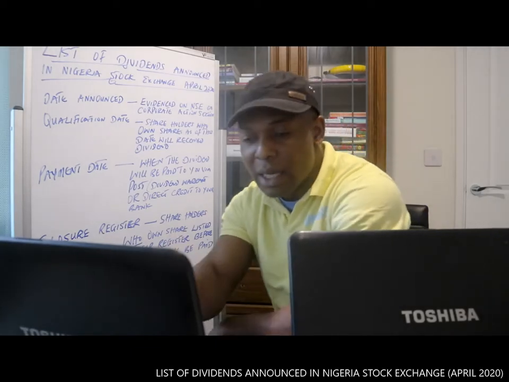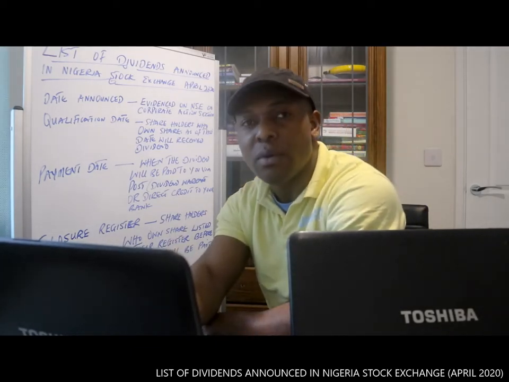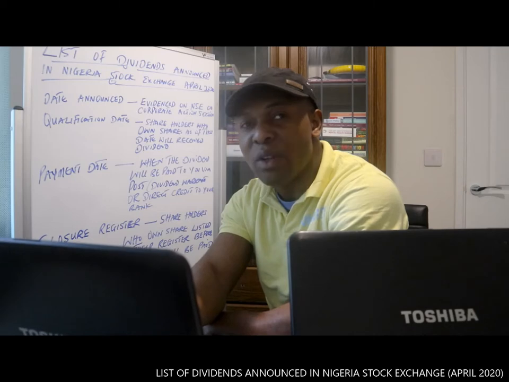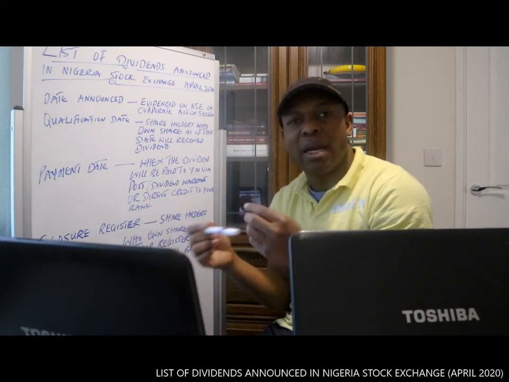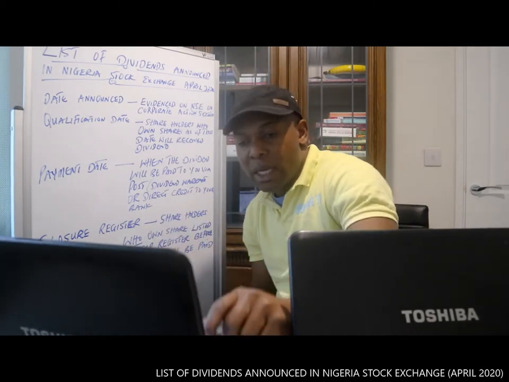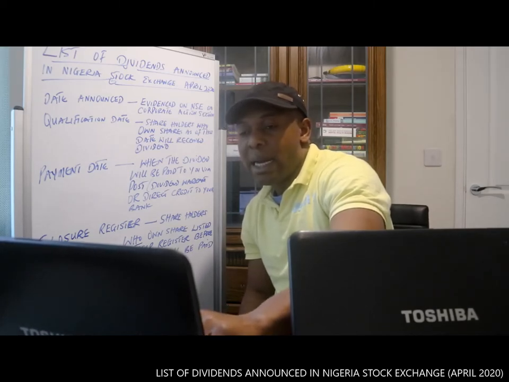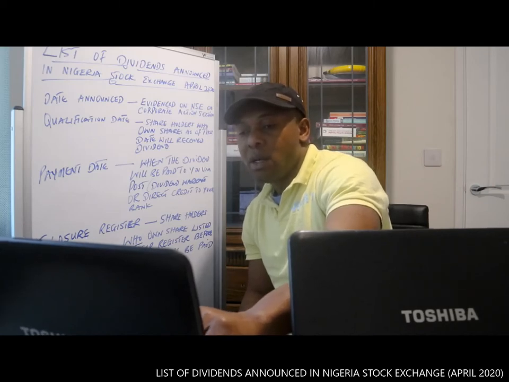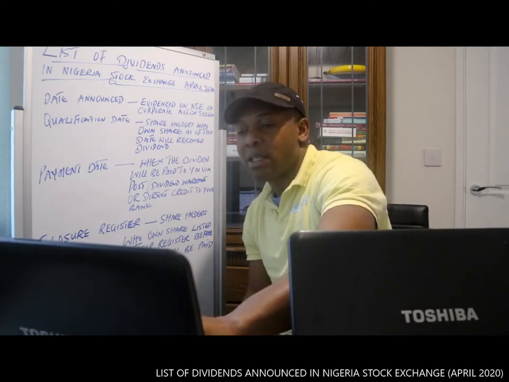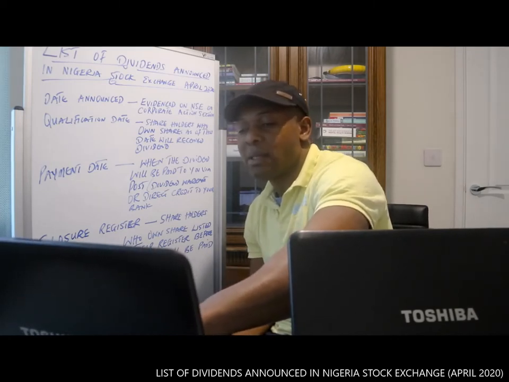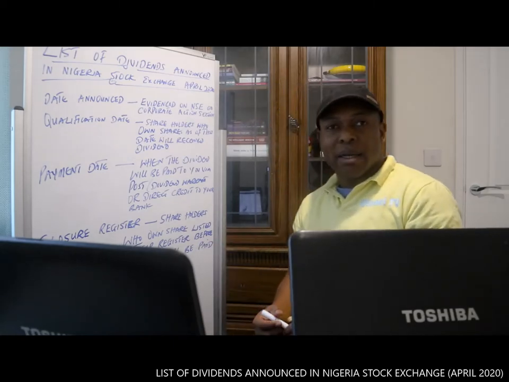Zenith Bank declared 2 naira 50 kobo. Zenith Bank already paid their dividend. Yes. They declared this on 25th. They are one of those companies that pay dividend quite early. They declared dividend on 21st February. Okay. And the closure was 10th March. Right? The annual general meeting was 16th March. The payment date was 16th March. And qualification date was 10th March for Zenith Bank.